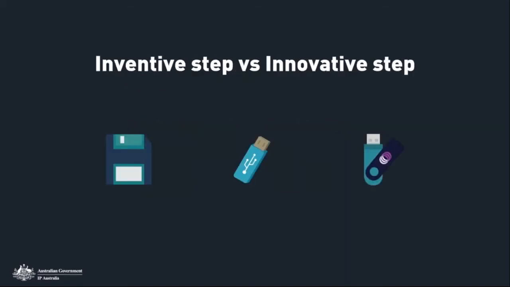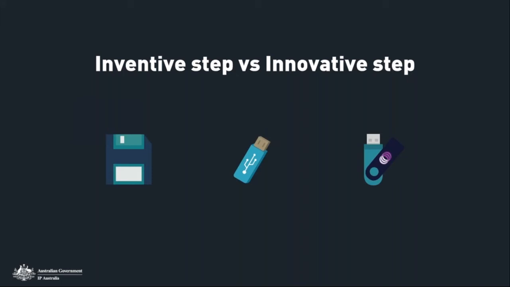Well, an inventive step means that the invention is different enough from the prior art in a way that it wouldn't be obvious to try. This normally covers larger advances in technology. For example, let's think about the transition from floppy disks to USBs. Floppy disks use magnets, whereas USBs use electrical charges. The use of this new technique would not have been something that was obvious to people at the time. Therefore, this transition involves an inventive step.